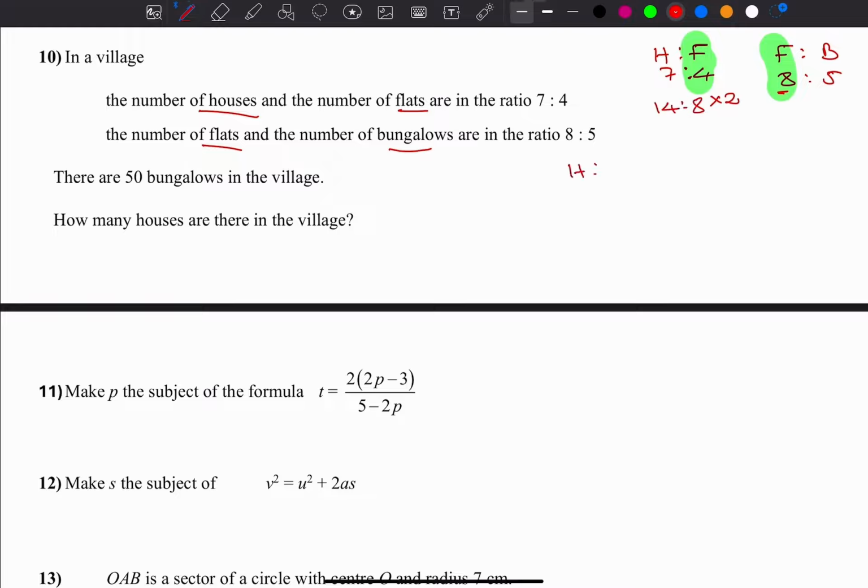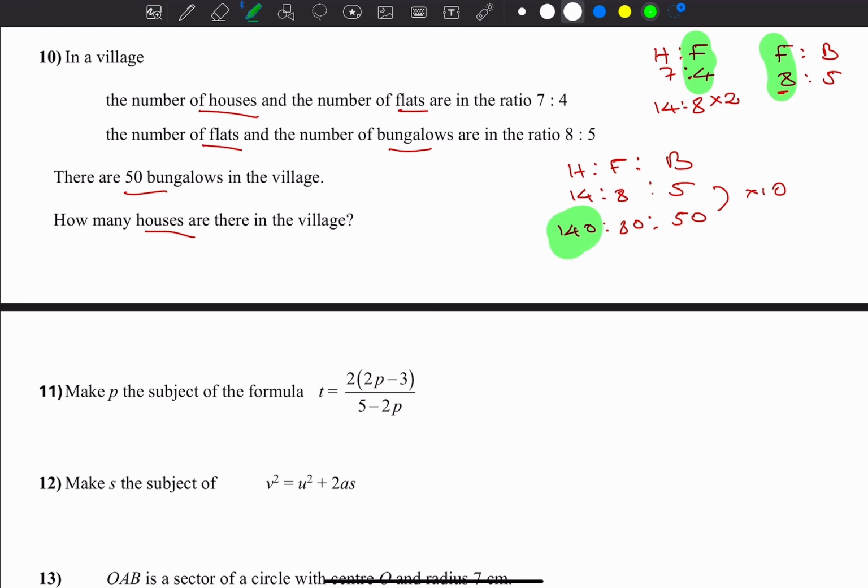So houses, flats is to bungalows. Houses is 14, flat is 8, bungalows is 5. There are 50 bungalows, 50 here. So if I go to 50 times by 10, so 140 and then 80. And what do they want? Number of houses there. 140 houses.